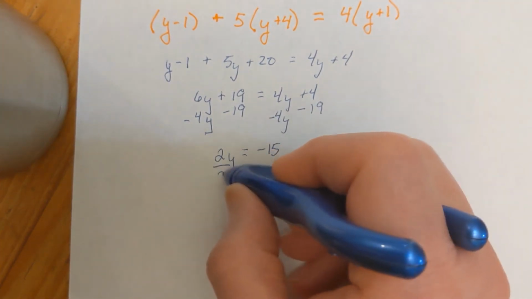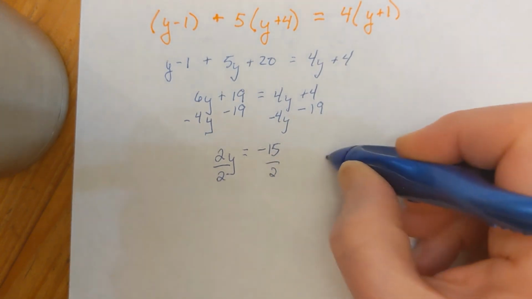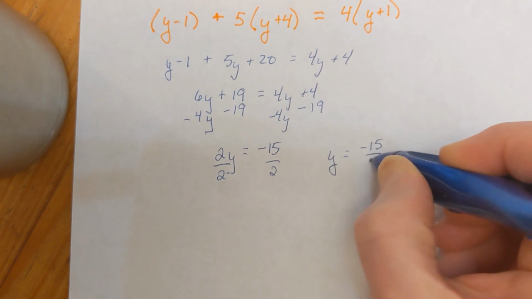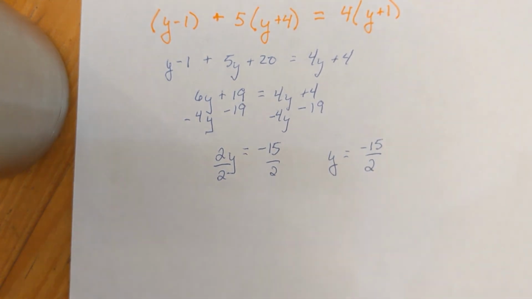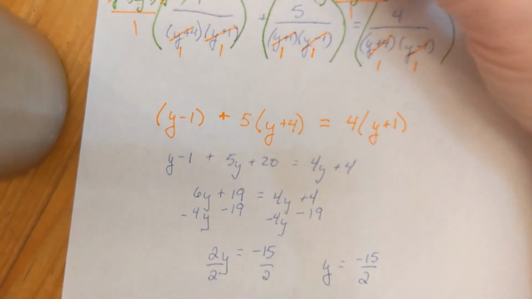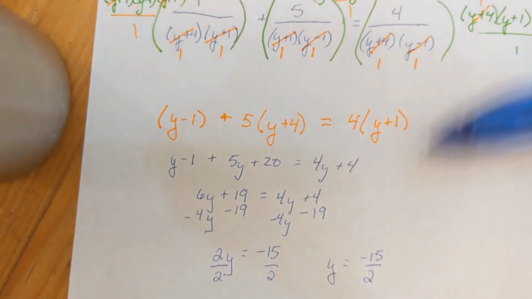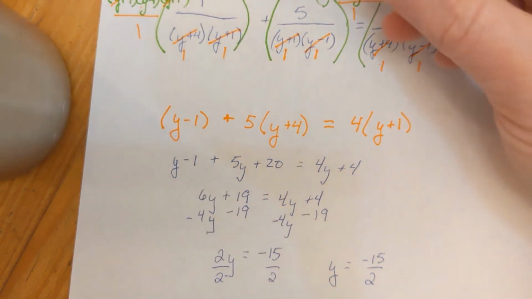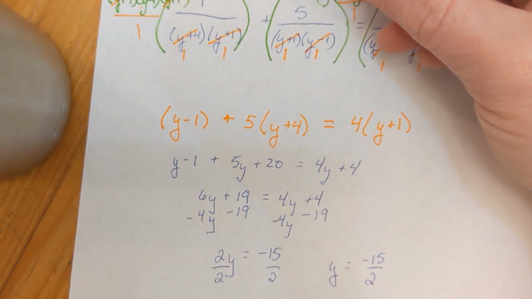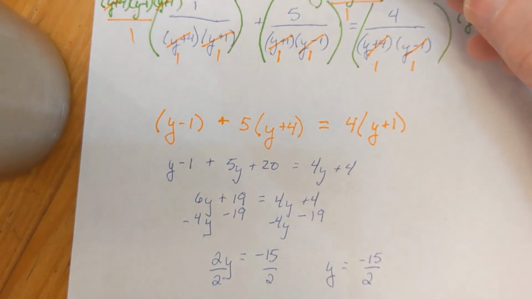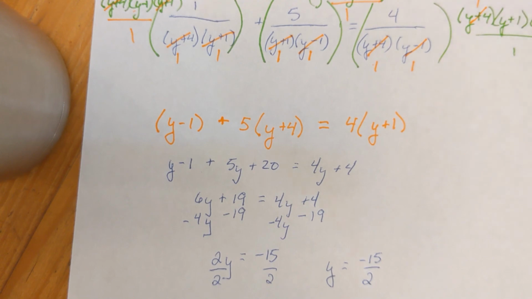I'm going to divide both sides by 2. I get y equals negative 15 over 2. And one last thing I have to do. I've got to come back up here and look at my denominators and make sure that if y equals negative 15 over 2, I'm not dividing by 0. We're good there. We're good there. We're good there.